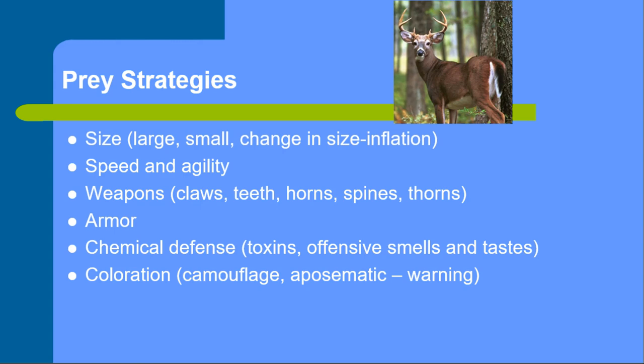And coloration is really important too. A good prey strategy is to either blend into your surroundings, be camouflaged, or to really advertise that you are poisonous or you are going to be a problem, and that is called aposematic coloration. That's the really bright coloration that you see in ladybugs or poison dart frogs or things like that.